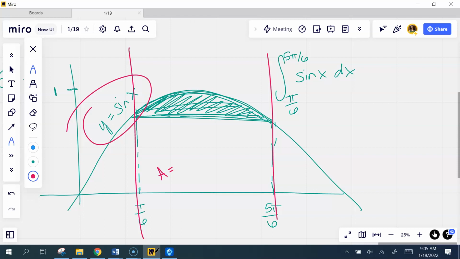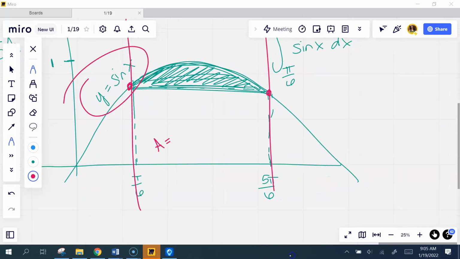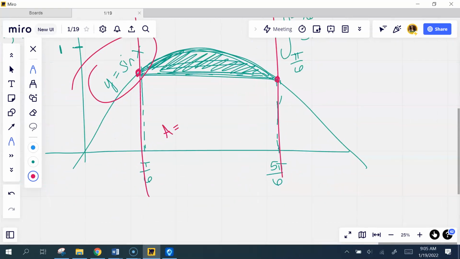Oh, how do I find the height? And is it the same here and here? Because if it's not, then it's not a rectangle, and I may have to do some more work. It looks the same, but we should probably check, right? This should be sine of pi over 6, and this should be the sine of 5 pi over 6. So are those the same values?